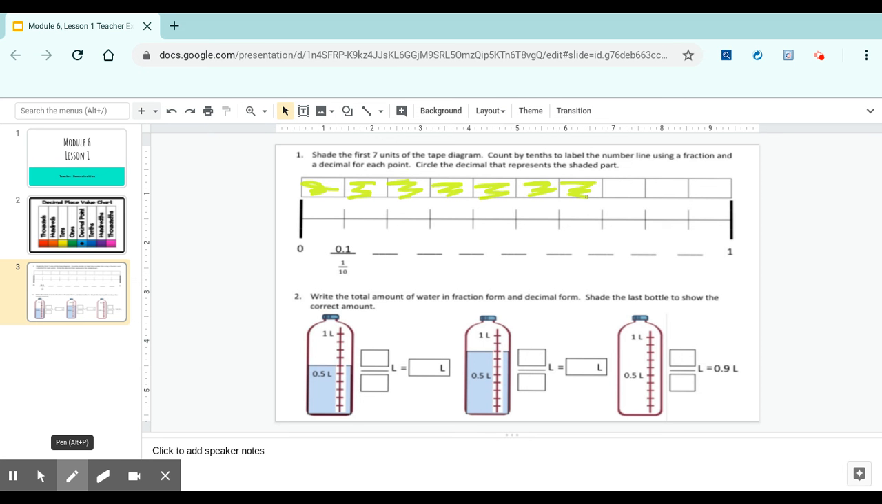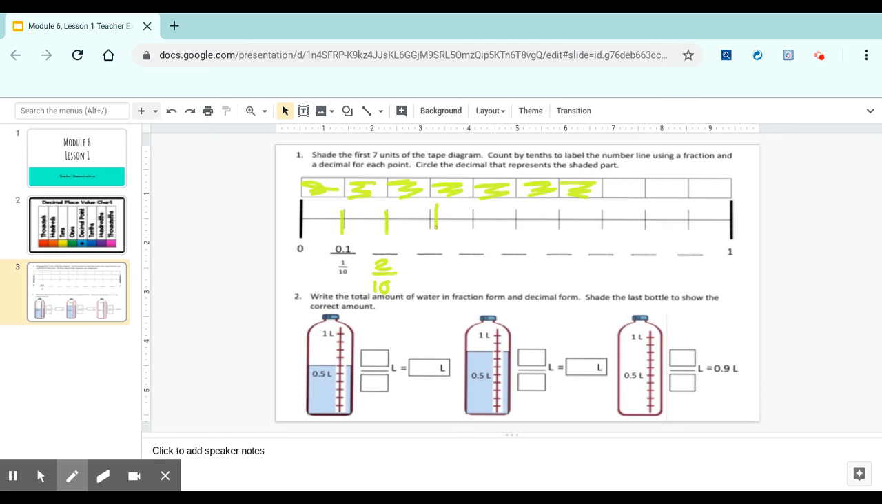Okay, so the next part of the question says count by tenths to label the number line using a fraction and a decimal for each point. So what I'm going to start by doing is doing the fractions first. So this first part on the number line, that's 1/10 because we know that there's 10 pieces, so that first one is going to be 1/10. The next one is going to be 2/10.